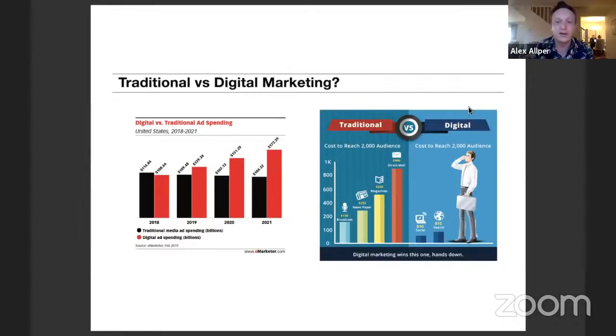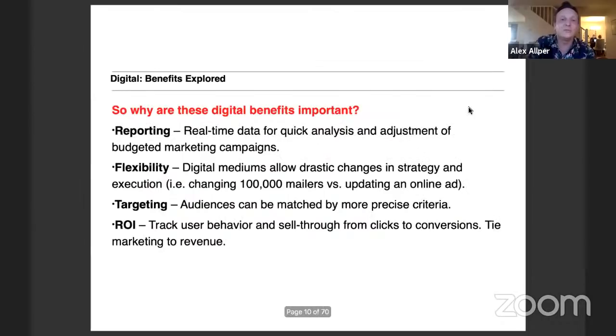So traditional marketing, if I wanted to reach 2,000 people, it would likely cost me over $2,000, as you can see on the screen here. Whereas in digital marketing, if I wanted to reach 2,000 people, it probably cost me $10 on social and maybe $15 on Google. So cost benefit analysis there. Obviously, you're getting more bang for your buck in digital marketing.